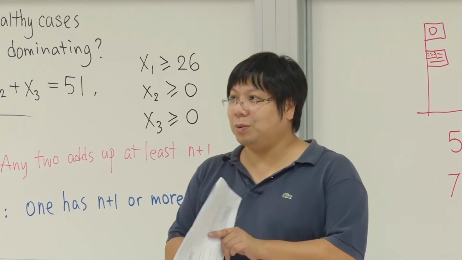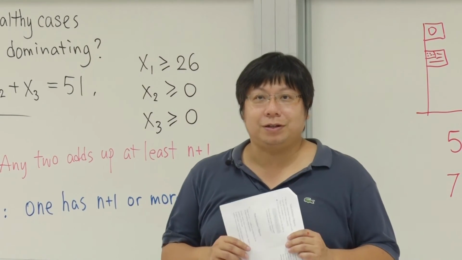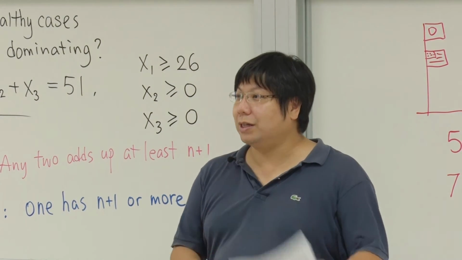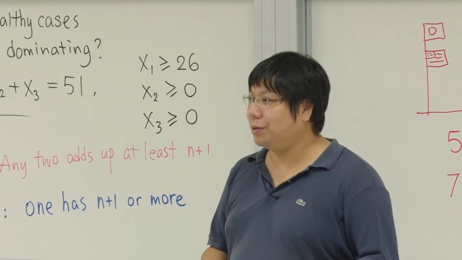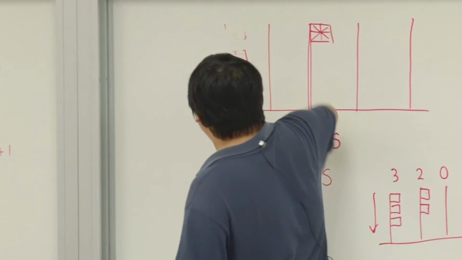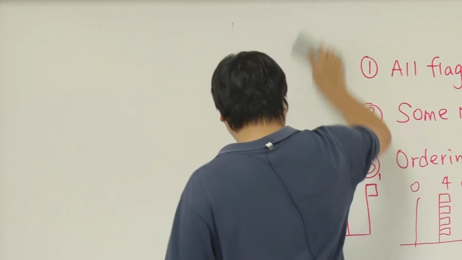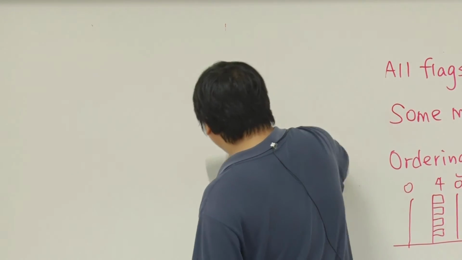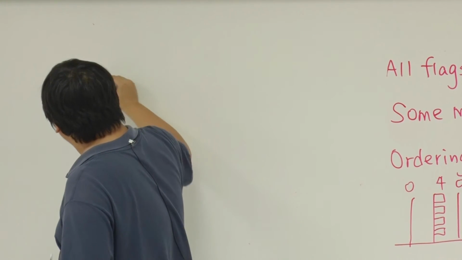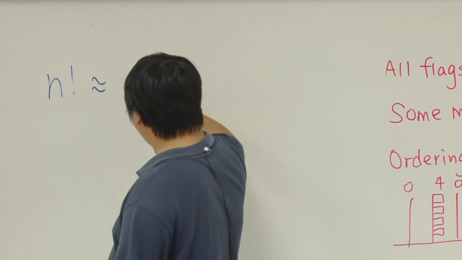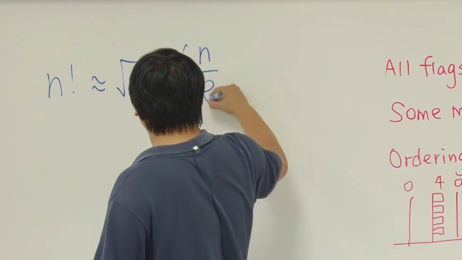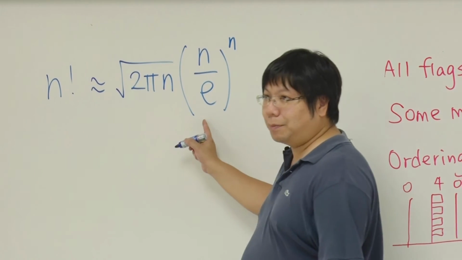Next week, we will start on a new topic, the generating function. But we will spend some time on giving a Stirling approximation for the n factorial term. We have been using n factorial all the way. But Stirling, a mathematician, has shown that n factorial is very close to the square root of 2 pi n times (n over e) to the power n. Here e is the base of the natural log.